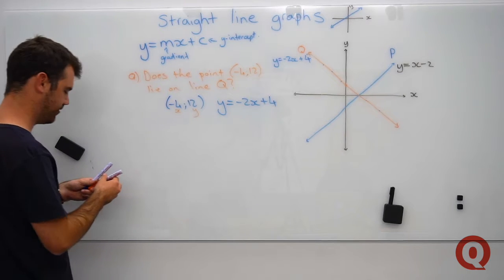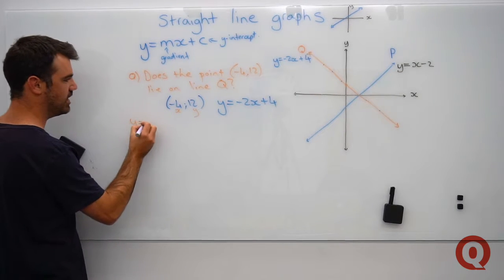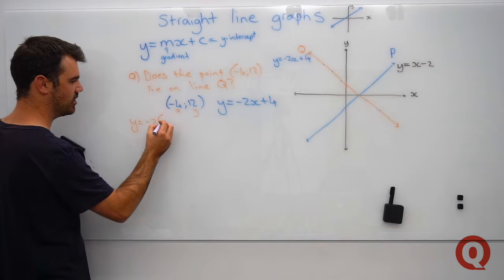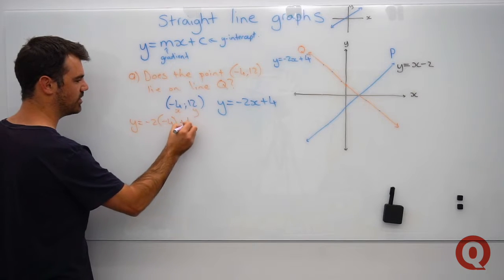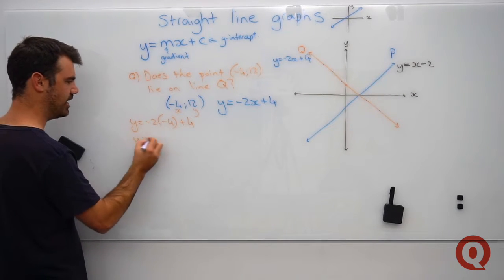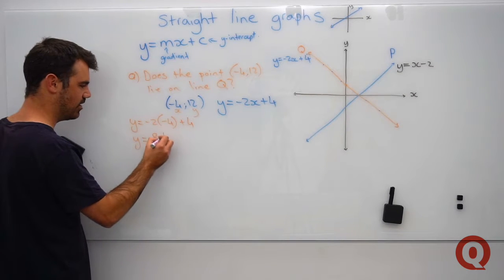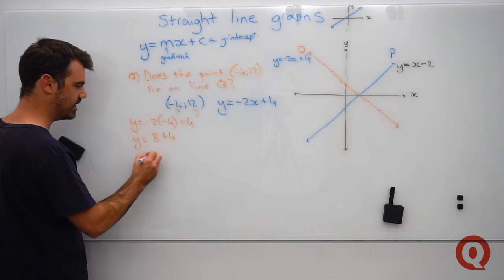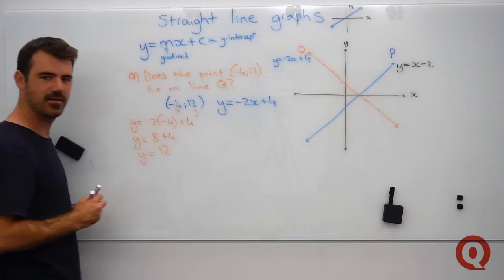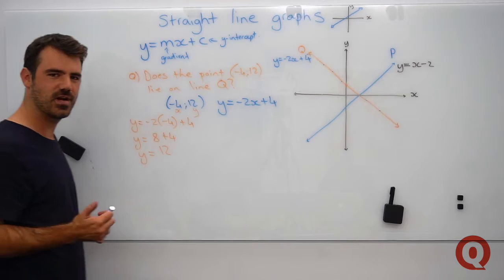So let's start with x. So y is equal to -2, open bracket, -4, close bracket, plus 4. So y is equal to, what's -2 times -4? It's going to be positive 8, plus 4. So y is equal to 8 plus 4, which is 12. See how it worked? Brilliant.